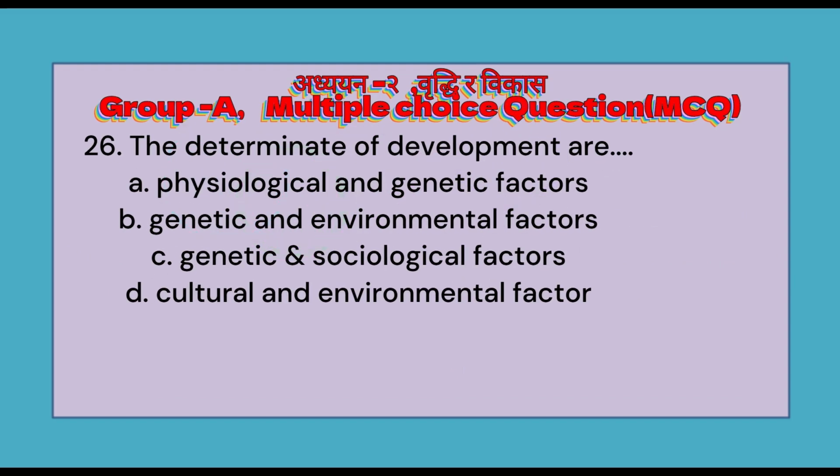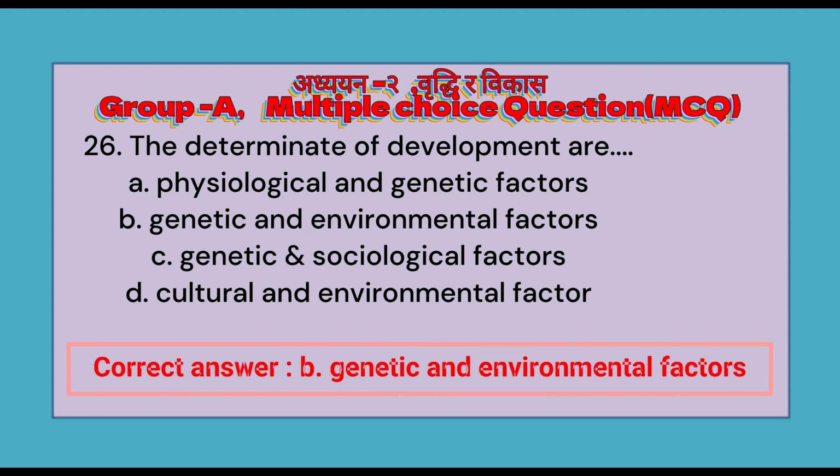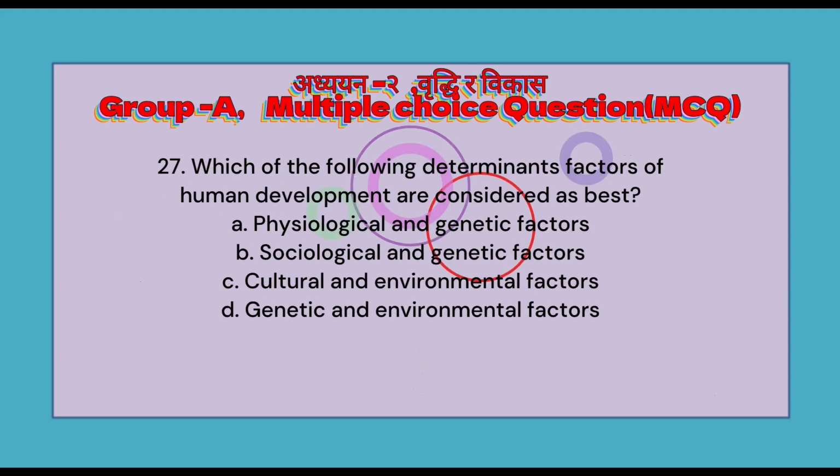26. The determinants of development are A. Physiological and genetic factors. B. Genetic and environmental factors. C. Genetic and sociological factors. D. Cultural and environmental factors. Correct answer: B. Genetic and environmental factors.